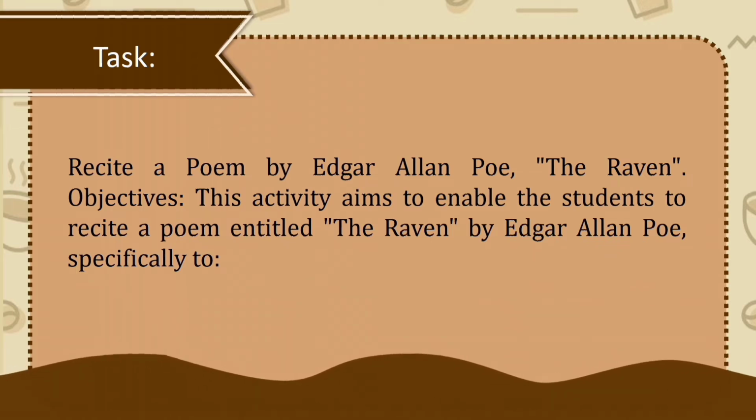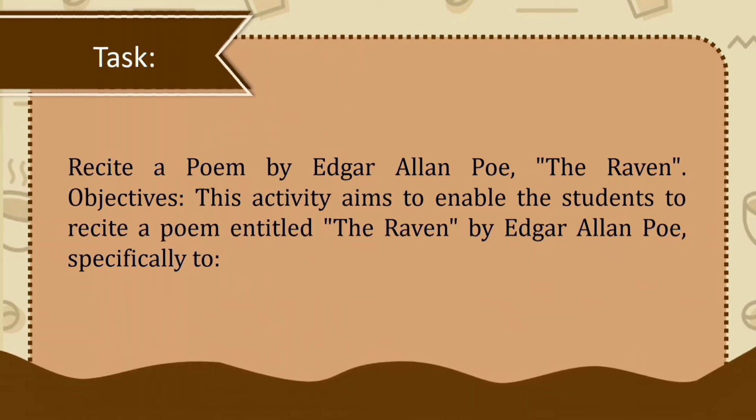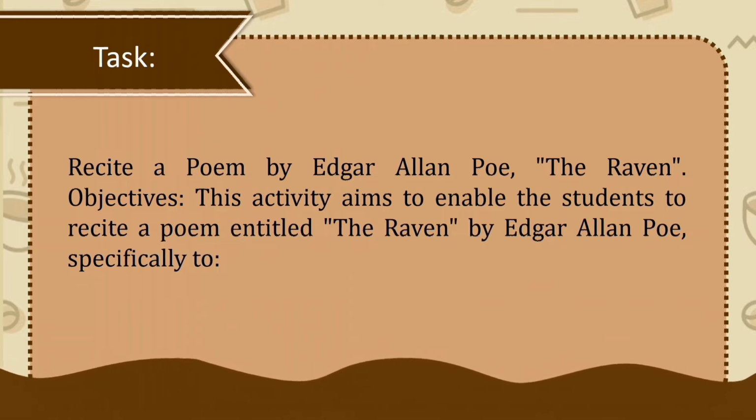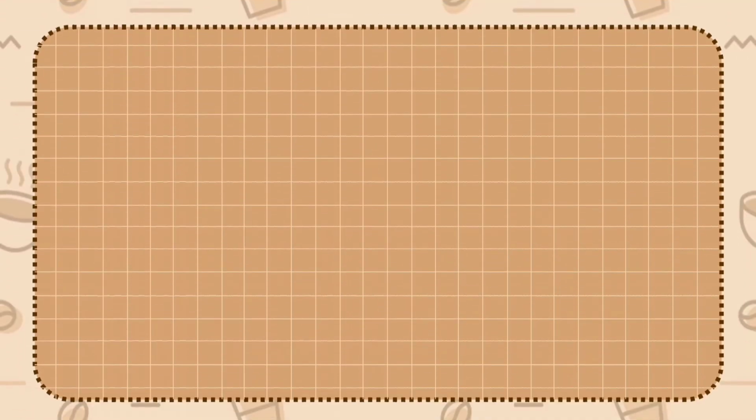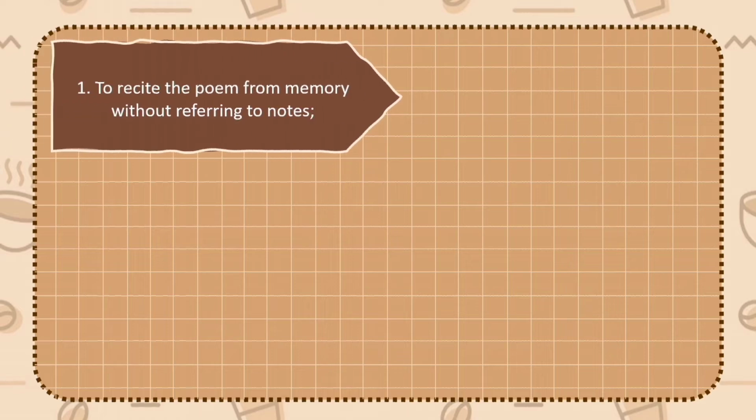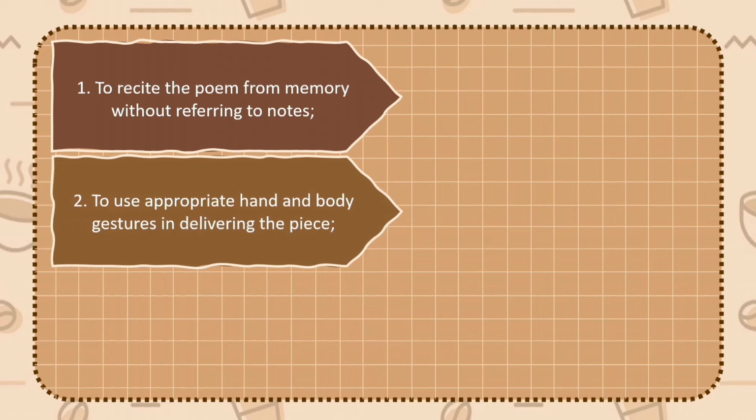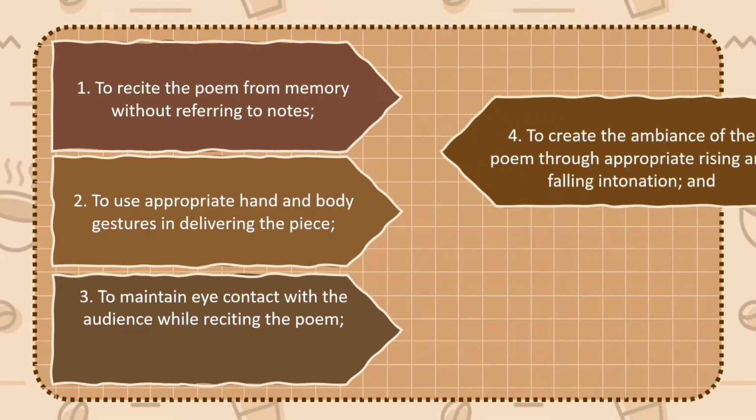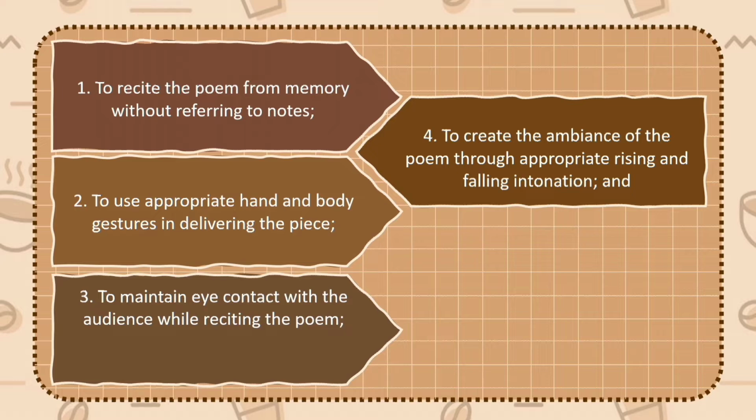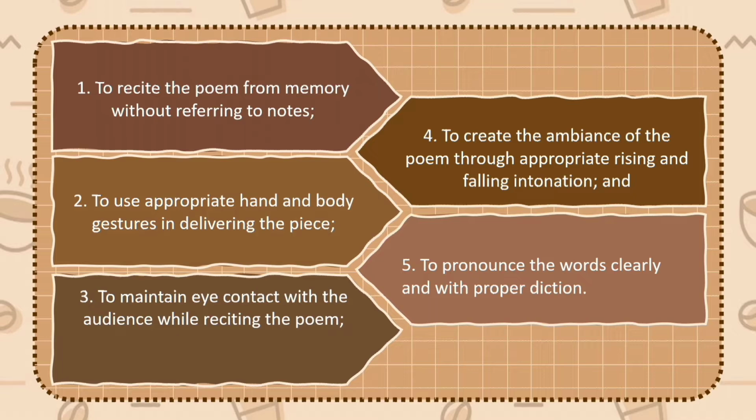For example, reciting a poem by Edgar Allan Poe. This activity aims to enable the students to recite a poem entitled The Raven by Edgar Allan Poe. Specifically, to recite the poem from memory without referring to notes, to use appropriate hand and body gestures in delivering the piece, to maintain eye contact with the audience while reciting the poem, to create the ambience of the poem through appropriate rising and falling intonation, and to pronounce the words clearly and with proper diction.